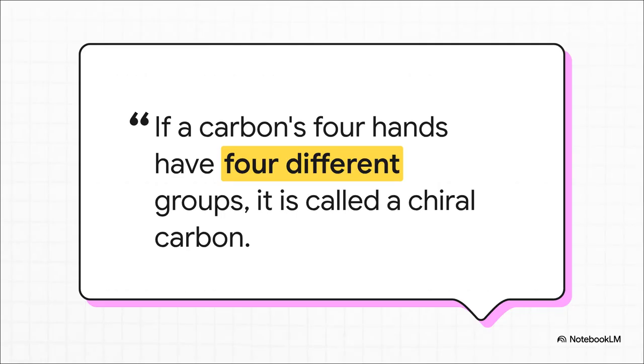So here's the bottom line. The handedness of a molecule, which is all determined by its chiral centers, dictates its job in the natural world. It's the ultimate lock and key system. For instance, your body's cells have the perfect lock to use the right-handed version of glucose for fuel. But if you give it the left-handed version, it's like trying to use the wrong key. It just doesn't fit. It's completely useless to us.